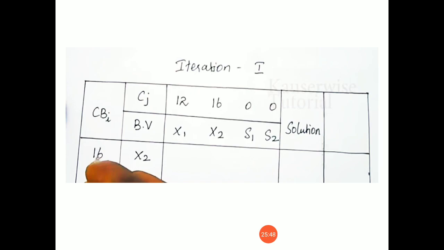Now what is the coefficient, that is CBI, below the CBI in this column? What will be the corresponding value of x2? It is the coefficient of objective function. As you can find from the question only, the coefficient of x2 in the objective function is 16. So I have written the same thing below CBI.